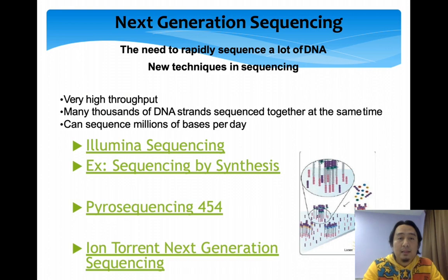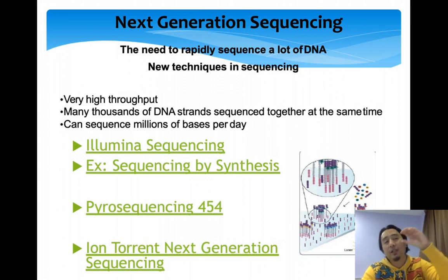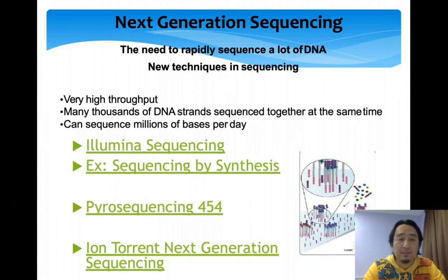Right, then next is next generation sequencing. They need to rapidly sequence a lot of DNA, new technique in sequencing. So kita ada traditional method, kita ada advanced methods of DNA sequencing. Kalau traditional tu Maxam Gilbert dengan Sanger method, and advanced is WGS and back to back. And we have another one, the third one is next generation sequencing. It's more powerful techniques. Very high throughput, many thousand of DNA strands sequenced together at the same time, can sequence millions of bases per day.